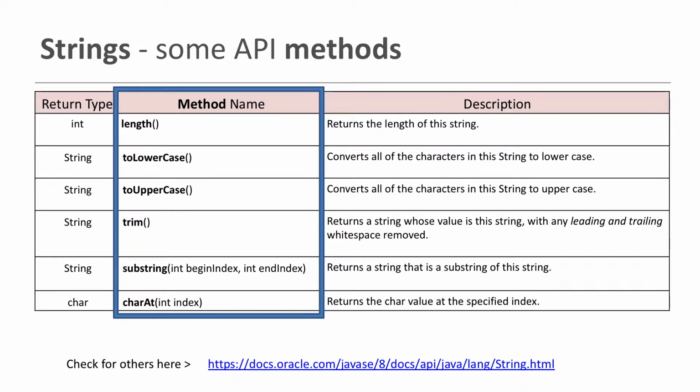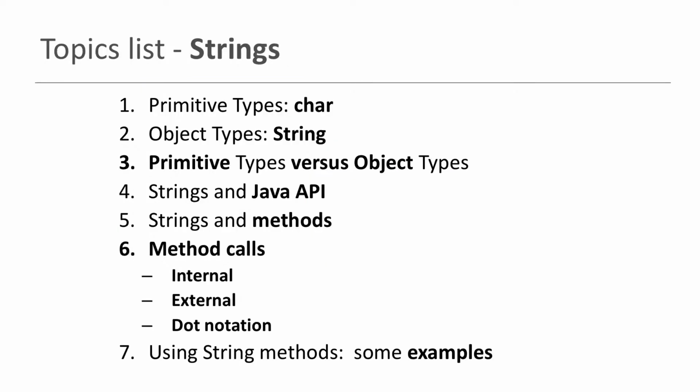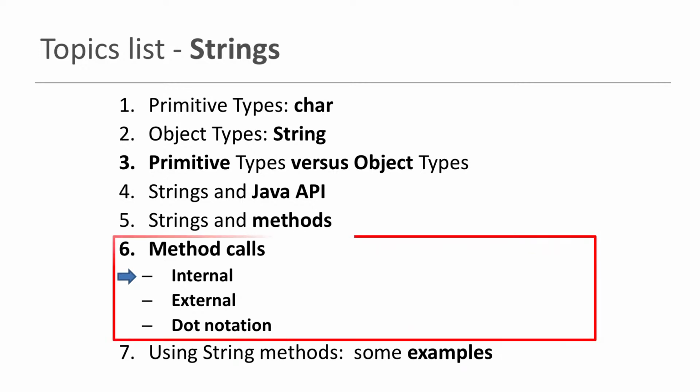Trim will remove any leading and trailing spaces in a string. So you can remove any leading spaces. Very useful when you're doing things with passwords, for example. Substring finds a string within a string. And charAt will return the character at an index within a string. Again, we'll be looking at this in the future. But I thought maybe lowercase, uppercase, and length might be of use for what you're going to do in your assignments.